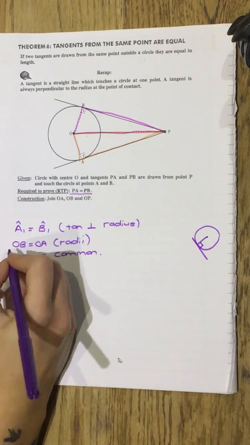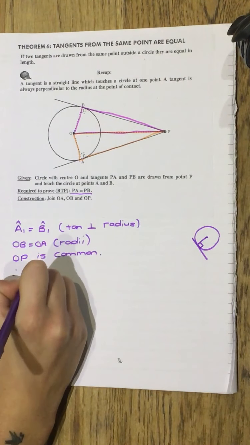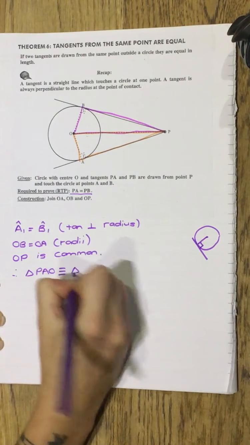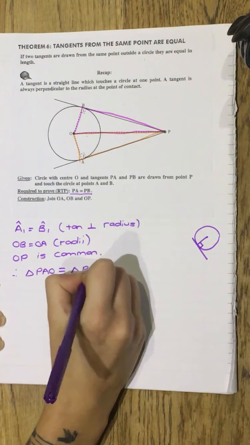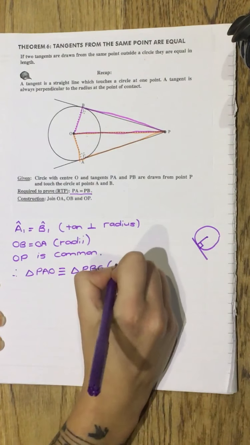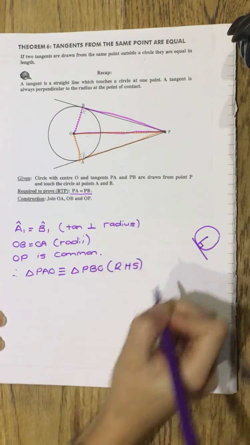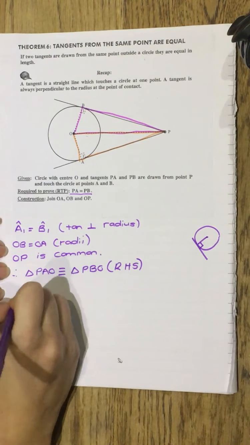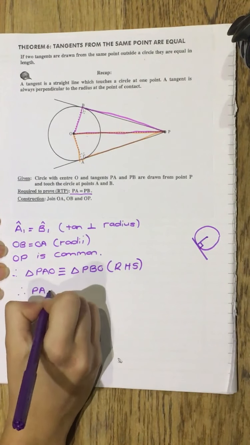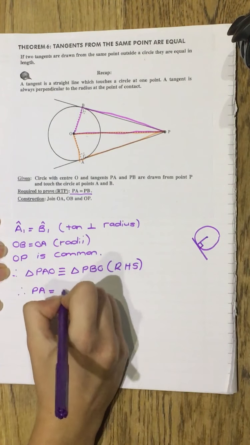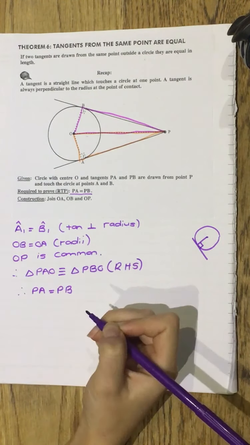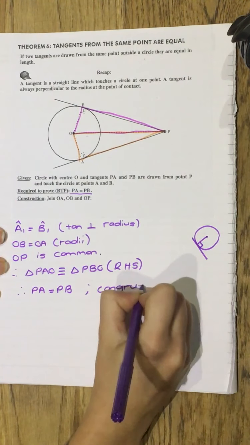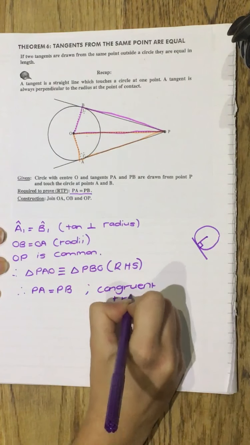So I'm going to say therefore triangle PAO is congruent to triangle PBO because RHS. And now that I've proved that the two triangles are congruent, therefore PA is equal to PB. And you can just say because congruent triangles.